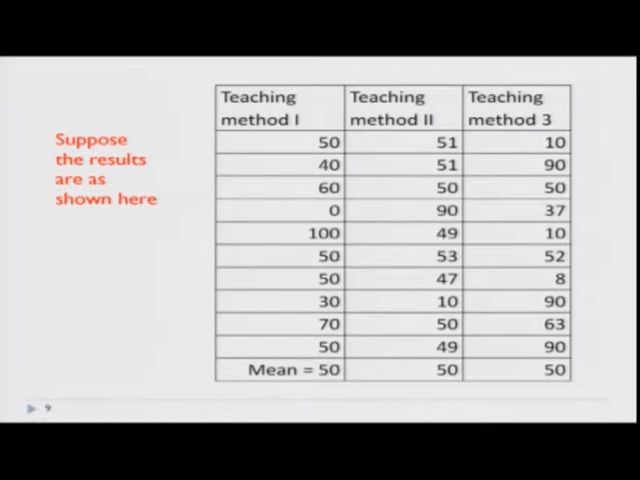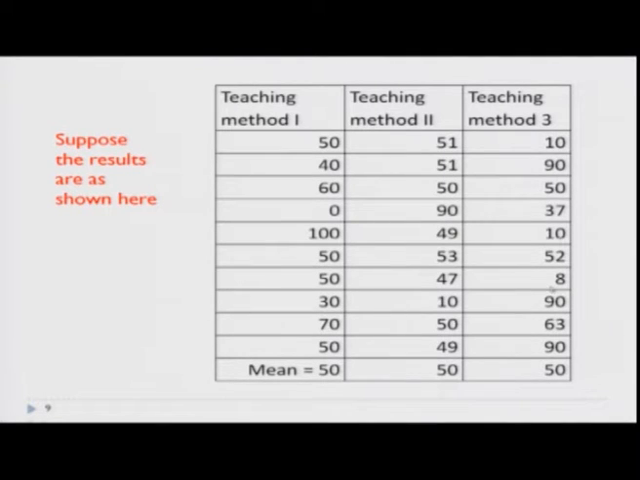On the other hand, you may also have a situation in which means of 3 groups are same, 50, 50, 50, but there are lot of variations within. In the first group, you have one subject who secures 0 and another subject who secures 100. There is a range from 0 to 100. In the second group, variations are relatively smaller. The lowest value is 10, the highest value is 90.